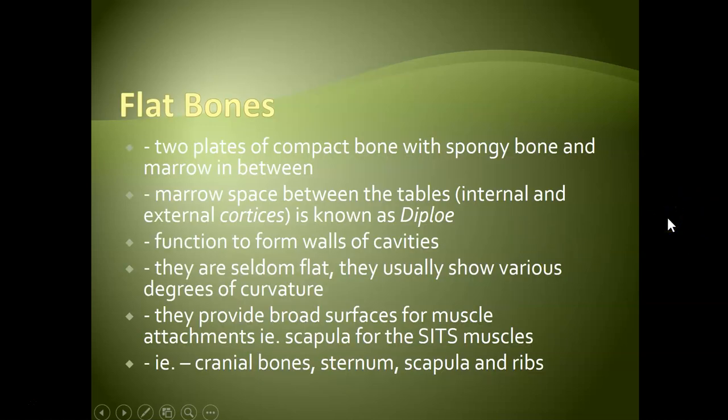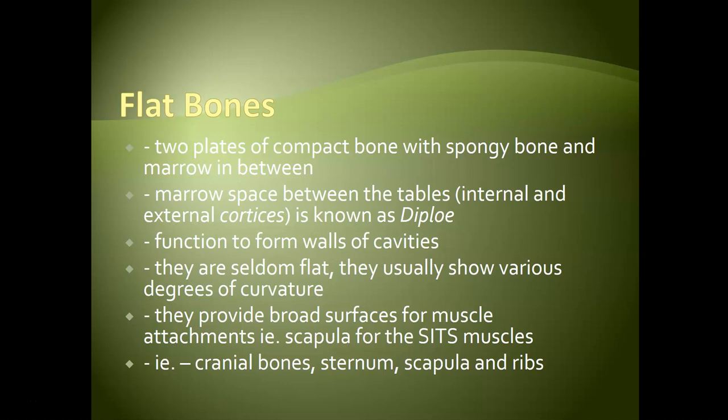Flat bones are exactly that. They're flat. They're 2 plates of compact bone with spongy bone and marrow in between. The compact bone there is known as the internal and external cortices, but that center area is known as diploe. It forms walls of cavities. They're almost never flat per se.